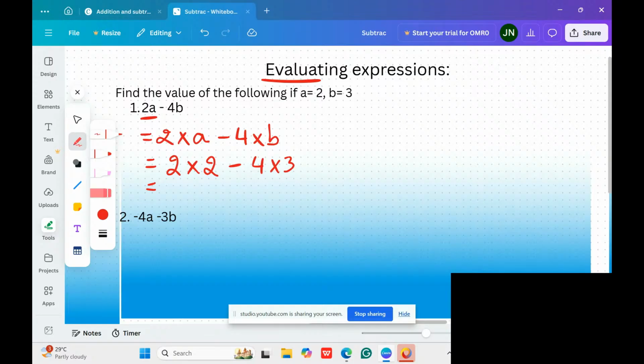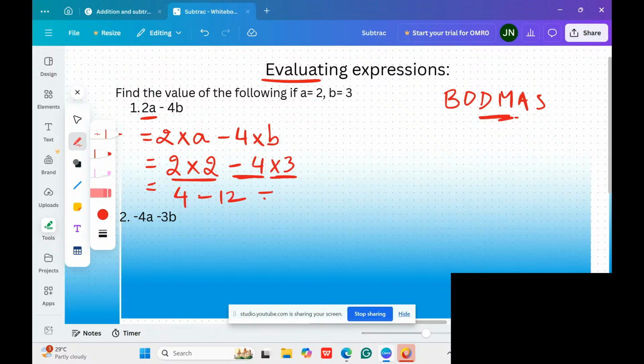BODMAS rule says that you have to multiply first. So 2 times 2. BODMAS, let me just write it for you, just a quick recall. Multiplication and division come first, then addition and subtraction. So 2 twos are 4, and here you will get negative 4 into positive 3 is negative 12.